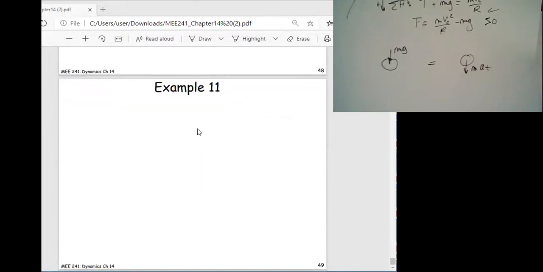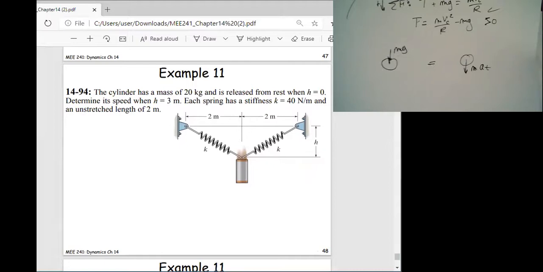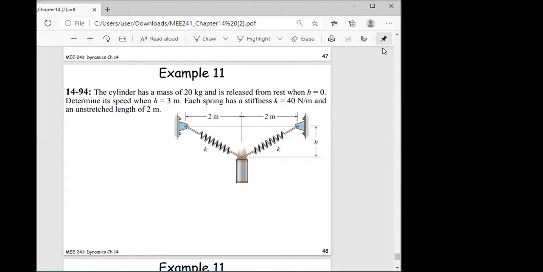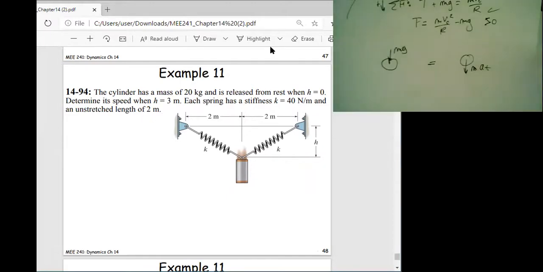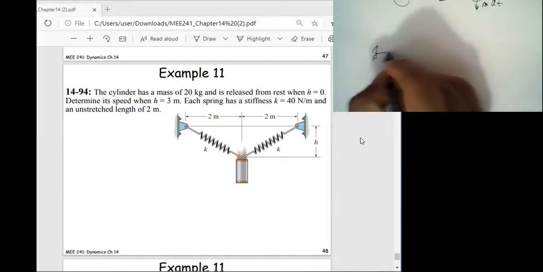All right. One very last example. Basically, we have a cylinder which has a mass of 20 kilograms and is released from rest when h is equal to 0. We need to find the speed when h is equal to 3. Each spring has a stiffness of 40 kilonewton, and the unstretched length of the spring is 2 meters. Okay. Let me redraw that here. So you guys can see basically whenever you are using the conservation of energy, the problem becomes much simpler and easy to deal with.